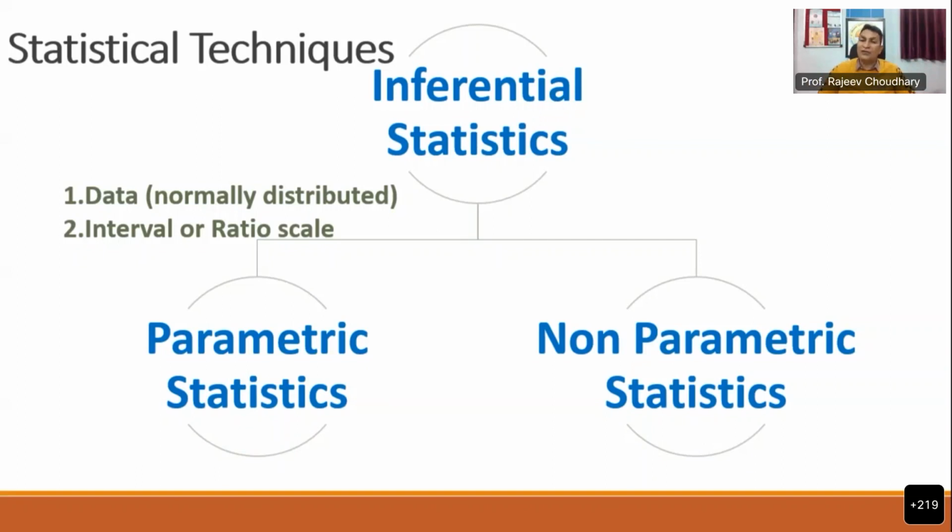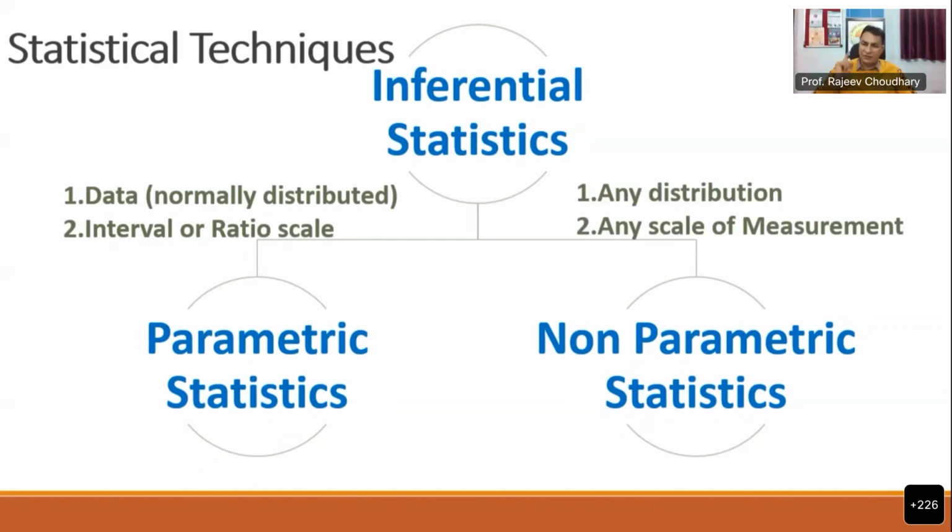But we do not require any tool or technique or test to test the scale of measurement. We all have enough knowledge or enough vision. By seeing the nature of any variable, we may decide this comes into the category of nominal scale or ordinal scale or interval scale or ratio scale. On the other hand, non-parametric statistics can be applied in any distribution and in any scale of measurement, in nominal, ordinal, interval, and ratio. So first we have to test the normality. Why? As an investigator, we have to decide whether we have to apply parametric or non-parametric.